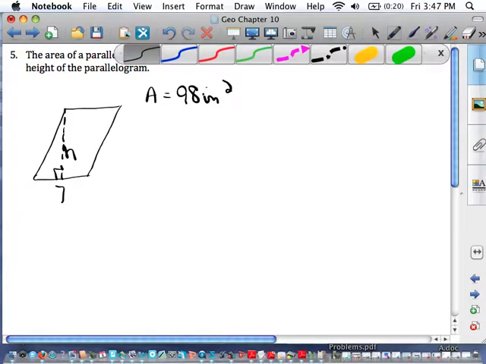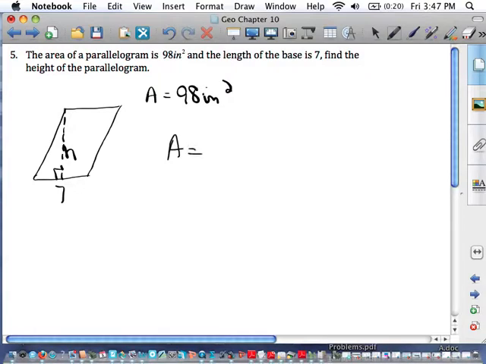So the formula to find the area of a parallelogram is base times height. Substitute in the information you have. The area is 98, the base is equal to 7, and you are looking for the height. That one's pretty easy to solve. You divide both sides by 7, you will get that the height is equal to 14 inches.